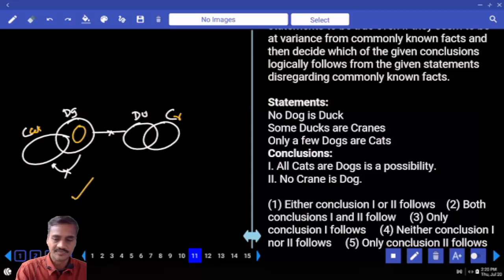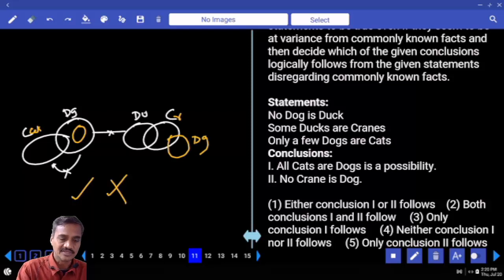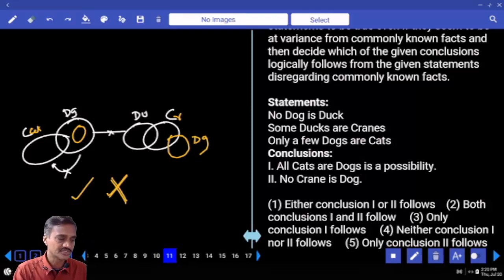Yes, it is possible. No crane is a dog. As of now, no crane is dog is true. To make this one false, then a dog can be like this. Isn't it? Hence alternate diagram makes the previous conclusion false. Hence only one follows, choice 3, question number 11.